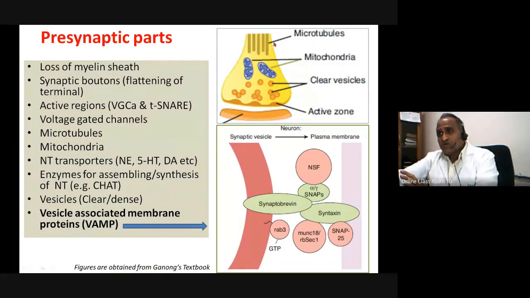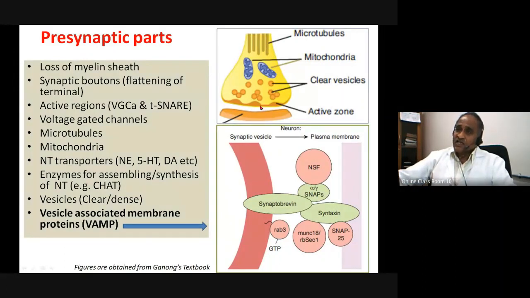Now to transfer the material, or even to transfer these vesicles, we require microtubules. These are intracellular cytoskeletal structures, and they move the vesicles from one place to another. So vesicular transportation, docking, release, and getting back again requires these microtubules.